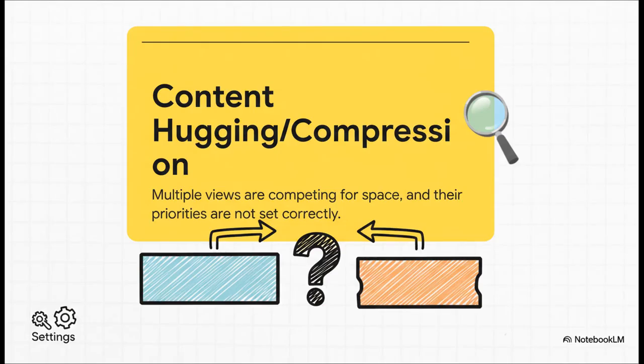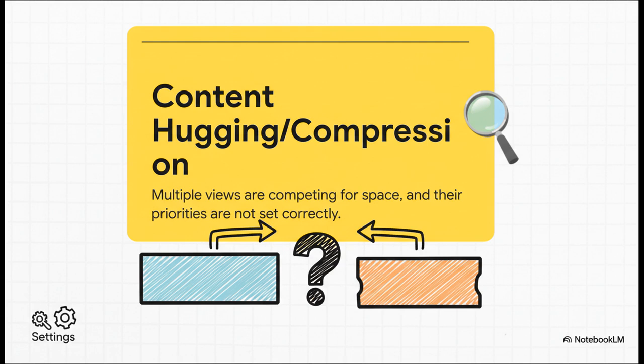All right, let's look at a more subtle suspect. This one is all about competition. Picture 2 labels side by side, but there's not enough room for both of them. Which one should shrink to make space? Well, that's decided by its compression resistance priority. The higher that priority, the more it fights to avoid getting squished.